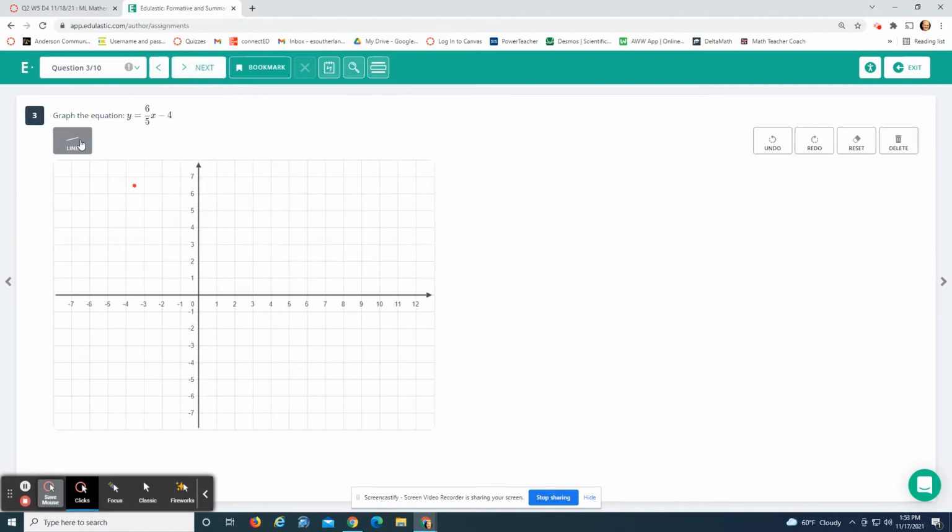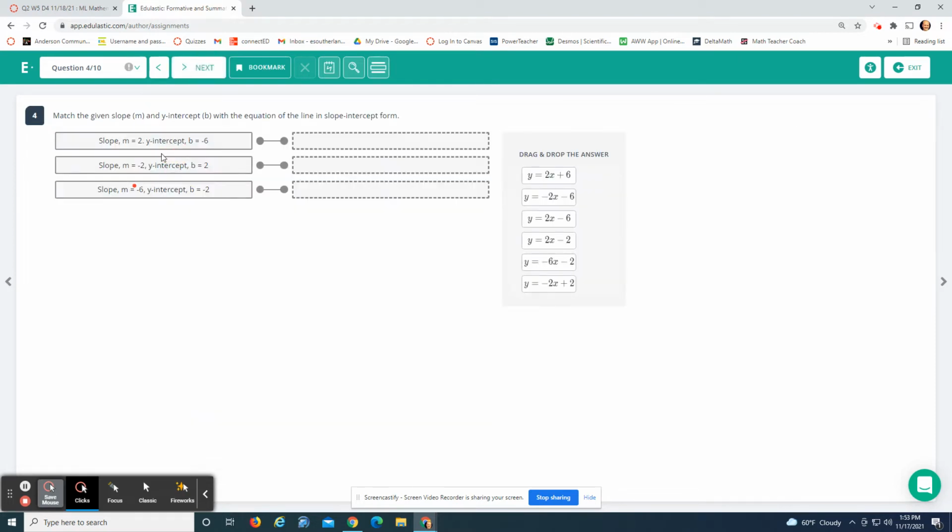The next question is the same type of question. I want you to graph it. It says negative 4 is our y-intercept, so we start down here on negative 4. And then it says 6 over 5 is the slope, so it goes up 6. So 1, 2, 3, 4, 5, 6, and then over 5. 1, 2, 3, 4, 5. Again, we always go to the right.